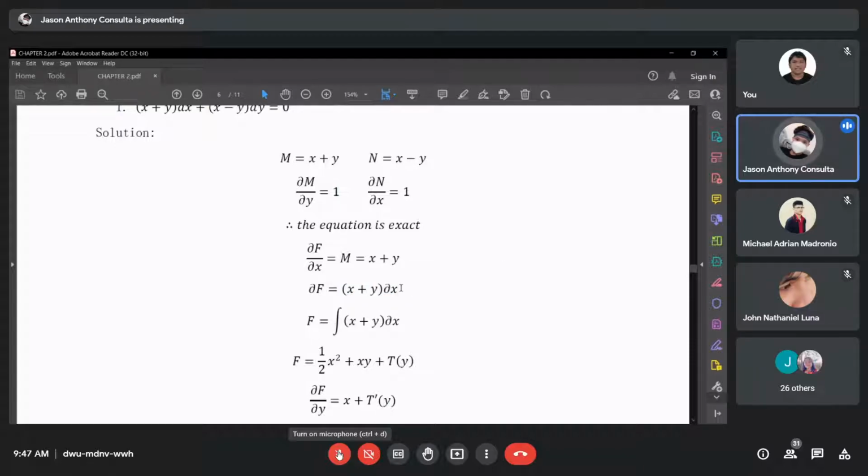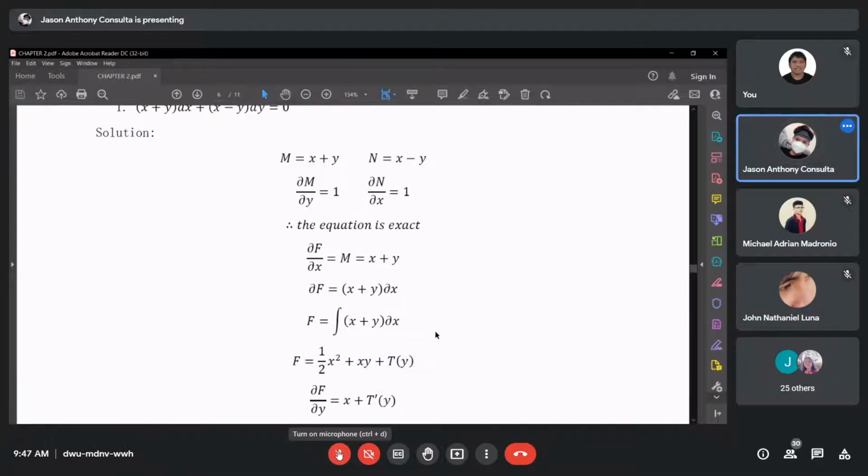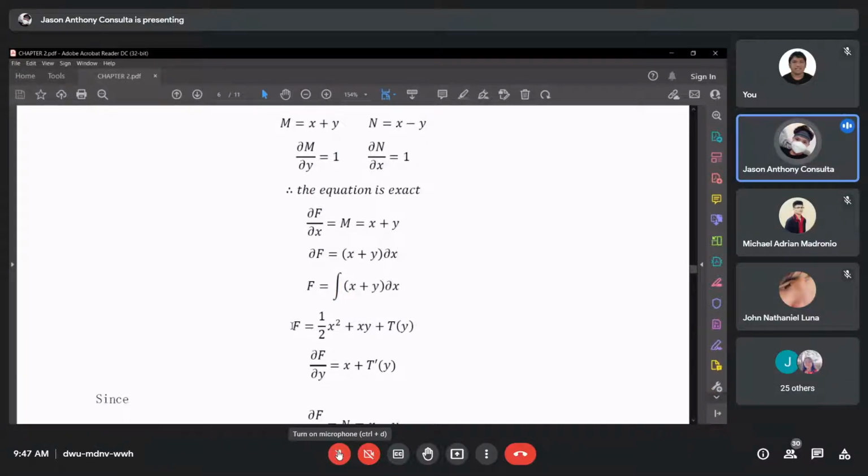So, nandito na sa form na to, you can perform partial integration to find f. So, the partial integral of f is equal to the partial integral of x plus y dx. So, eto na yung f niya, class. 1/2 x squared plus xy plus t sub y.